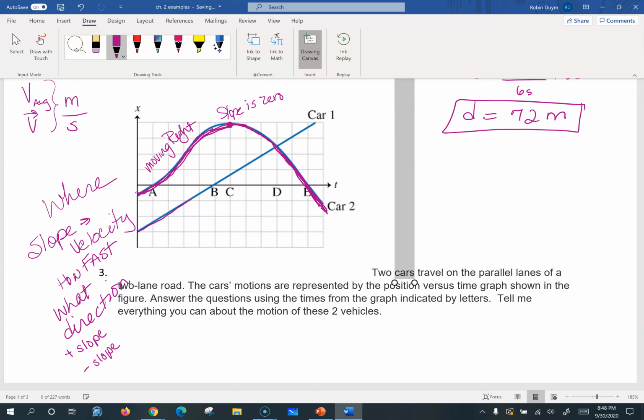This guy, same motion the whole entire time. That just means he's moving with positive constant velocity the whole entire time. There's something interesting that happens right here too. Right at this point, they're in the same location. So it just means that they pass one another.